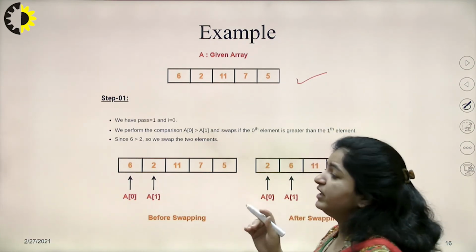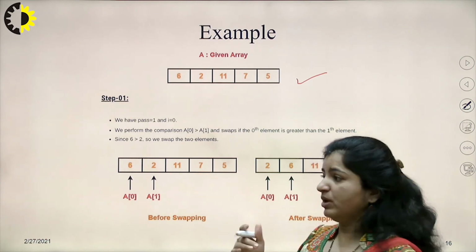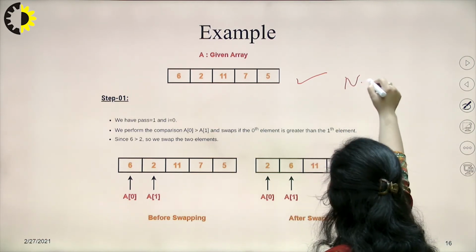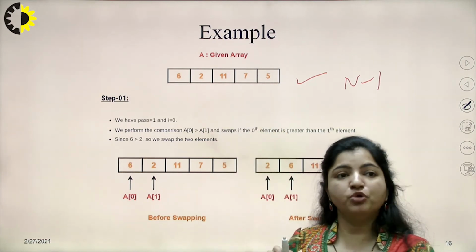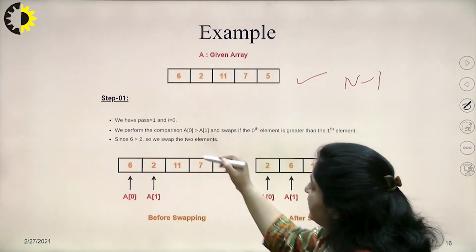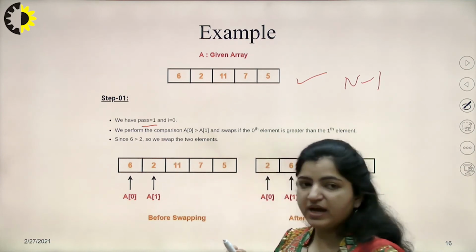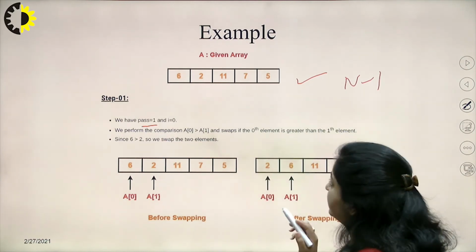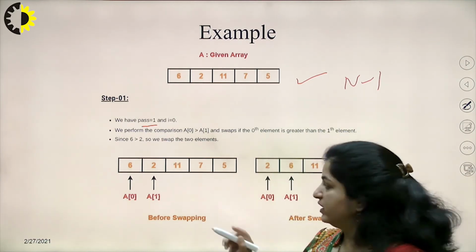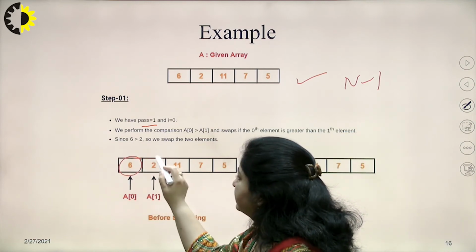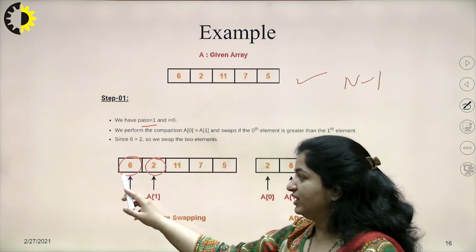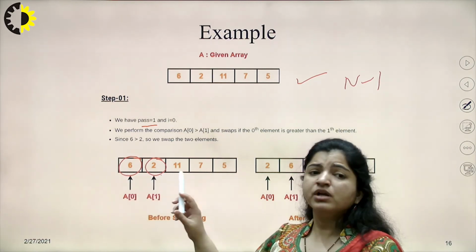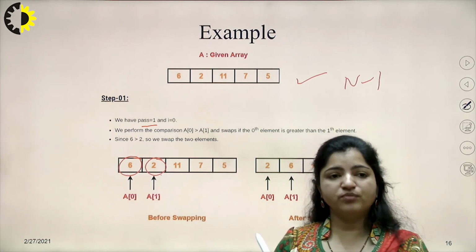So here we have the number of passes. The number of passes is actually n minus 1. My array contains 5 elements here, so I will have 4 passes. So we have pass 1. In the first pass we will just compare. How will we compare? We will compare the very first value with the second value, and check whether the first value is greater than the second value. If it is greater, then we have to perform the swapping.